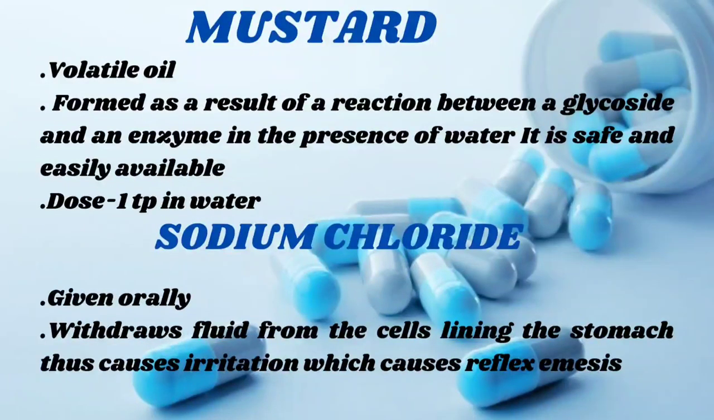Mustard is a volatile oil, formed as a result of a reaction between a glycoside and an enzyme in the presence of water. It is safe and easily available. Dose: 1 tablespoon in water. Sodium chloride is given orally. It withdraws fluid from the cells lining the stomach, thus causing irritation, which causes reflex emesis.